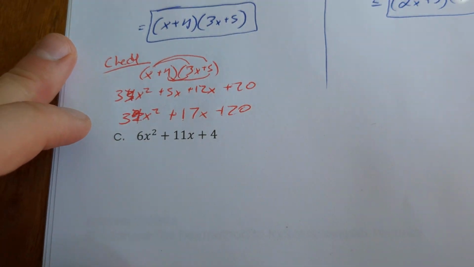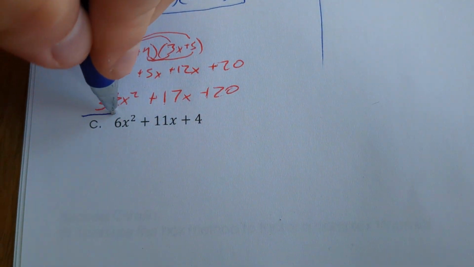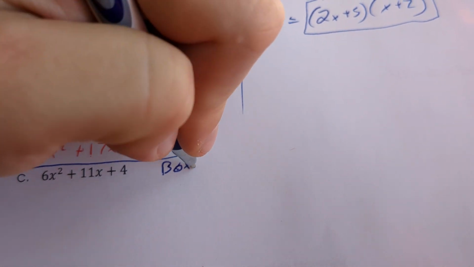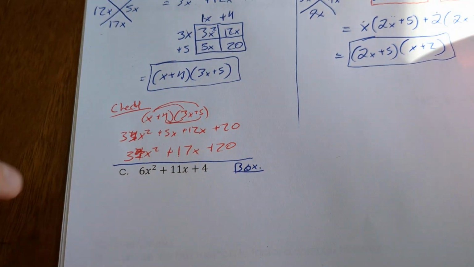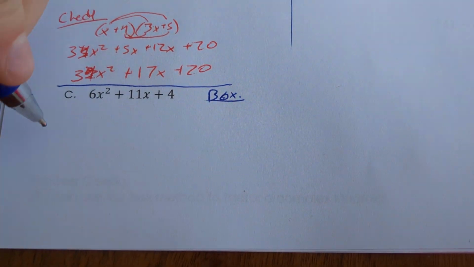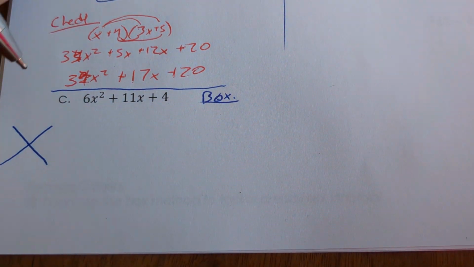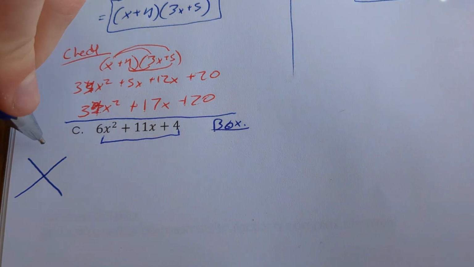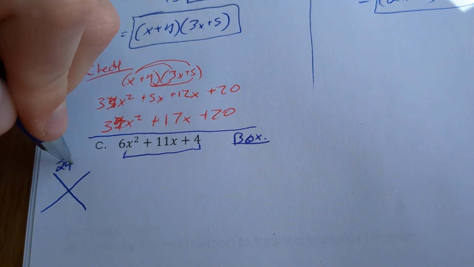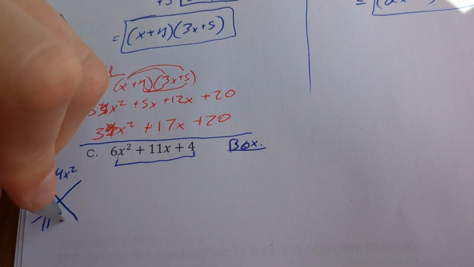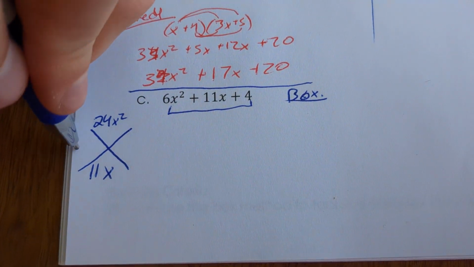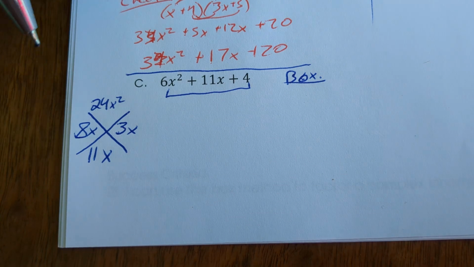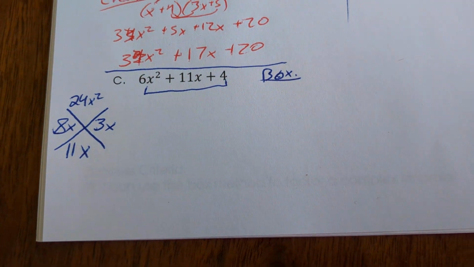Back down to this example. So we'll do box. Again, I'm just going to go back and forth, but make sure you pick a way of doing it and stick with it. So start with the cross, multiply first and last term. 6 times 4 is 24x squared, and then we're adding to 11x. And then this would be 8 and 3. Right, 8 plus 3 is 11, 8 times 3 is 24.